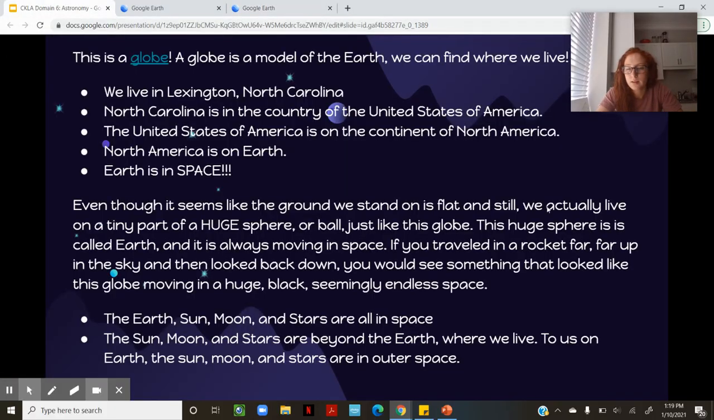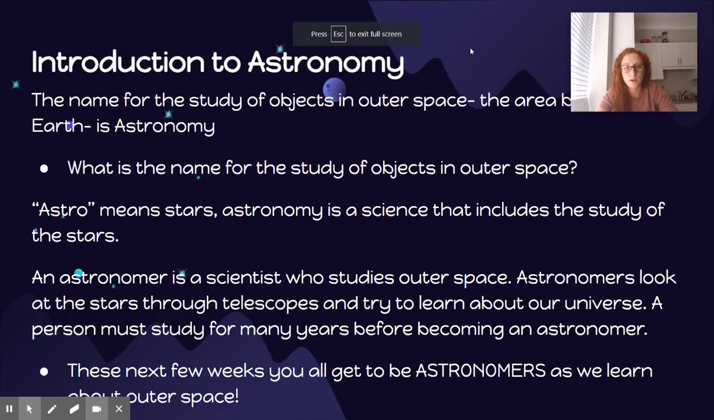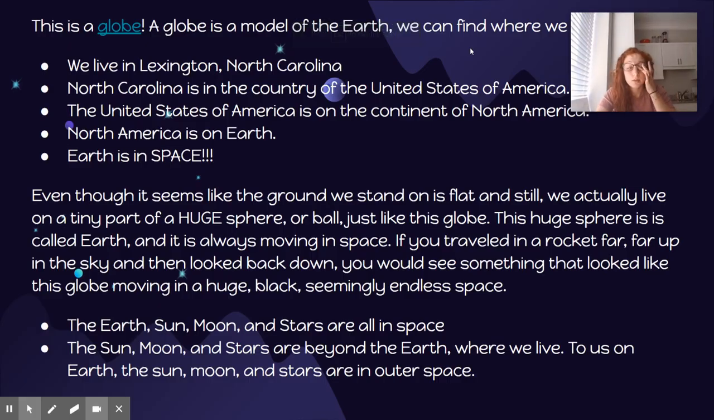Now, let's go back and let me see if I can, there we go. Oopsie. All right, so even though it seems like the ground we stand on is flat and still, we actually live on a tiny part of a huge sphere or ball, just like this globe that we just looked at. This huge sphere is called Earth, and it is always moving in space. If you traveled in a rocket far, far up in the sky and then looked back down, you would see something that looked like that huge globe that I just showed you, moving in a huge, black, seemingly endless space.